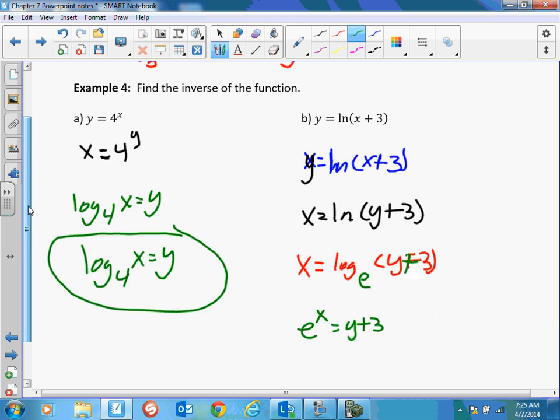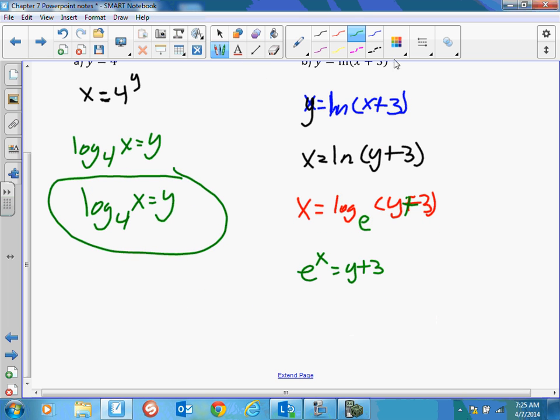From there, we just need to get y by itself by subtracting 3. So we subtract 3 from both sides, and we end up with e to the x power minus 3 equals y, which would be the inverse of that.